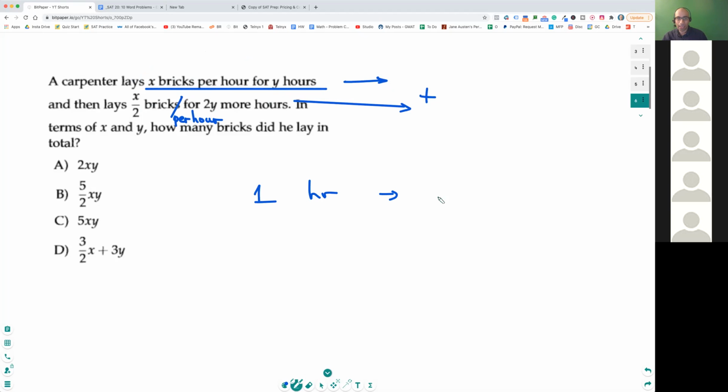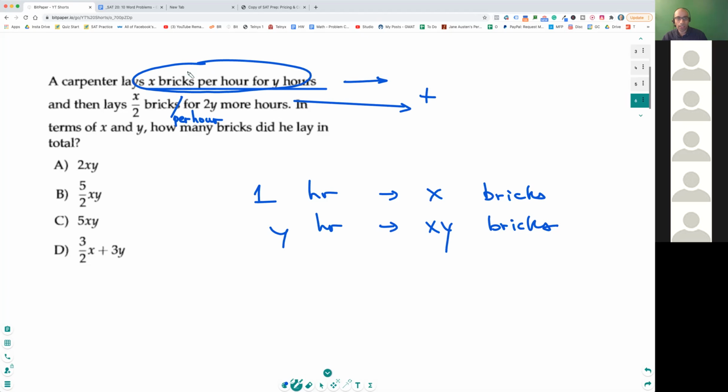In 1 hour, you're laying X bricks. So in Y hours, you're laying XY bricks. Okay, Y hours, you're laying XY bricks. Remember, the first condition over here is X bricks per hour for Y hours, so it's going to be x times y. Hopefully that's clear to you.